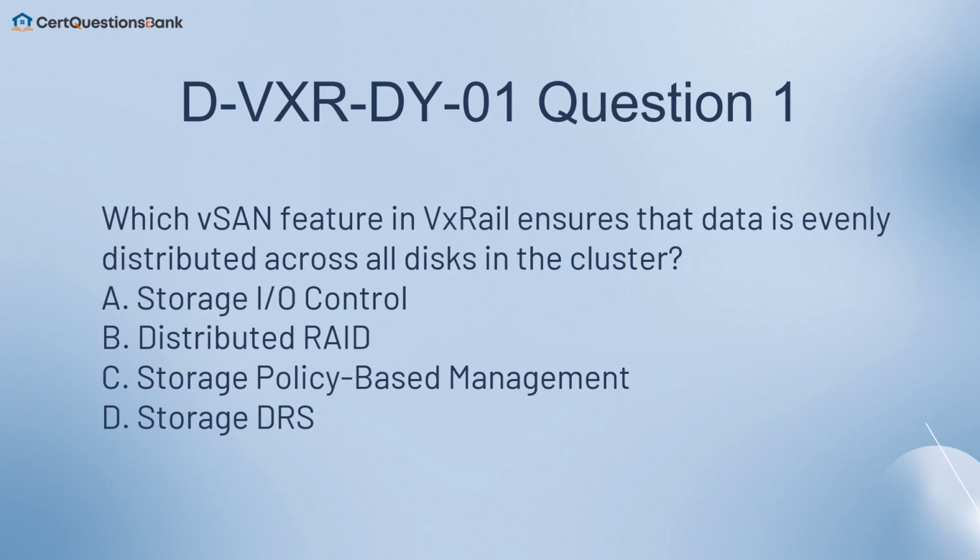Which vSAN feature in VxRail ensures that data is evenly distributed across all disks in the cluster? A. Storage I/O control. B. Distributed RAID. C. Storage policy-based management. D. Storage DRS.